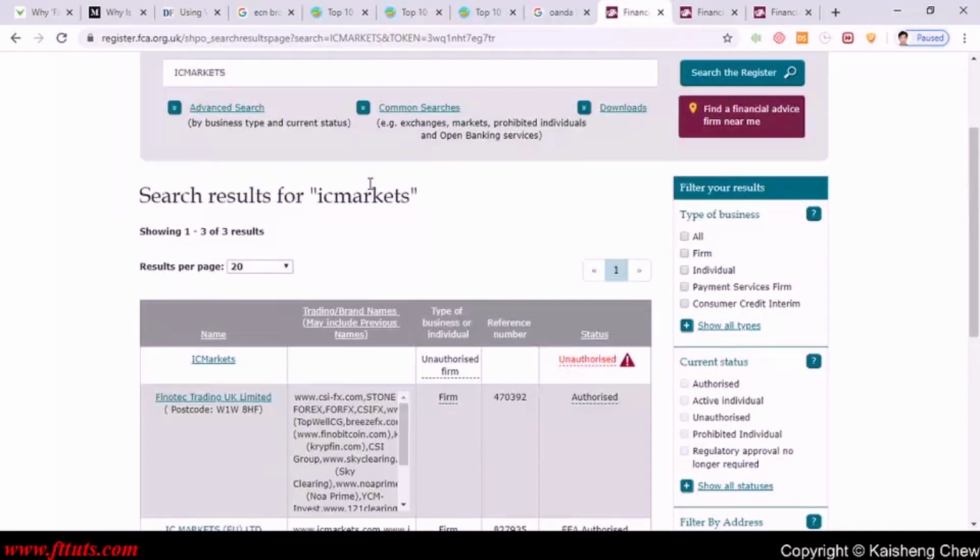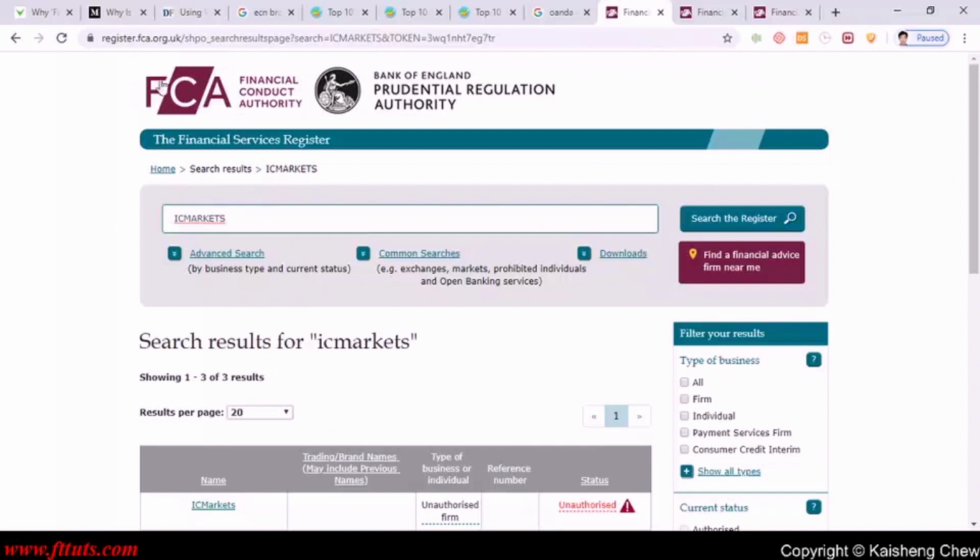Then after that, you want to check, let's say you go to the list on this website, the register, fca.org. Then you key in your broker here.